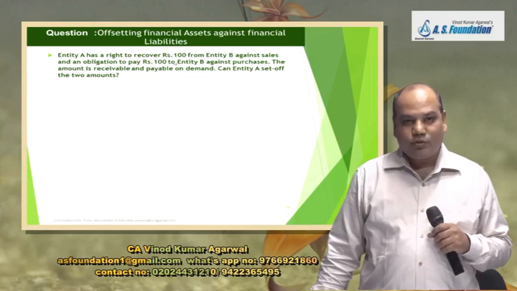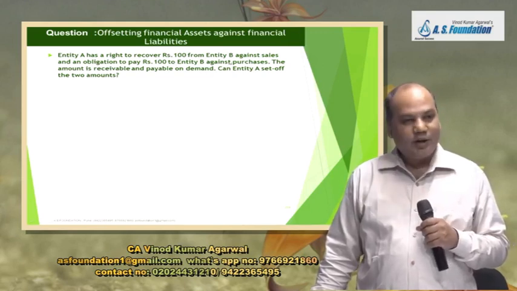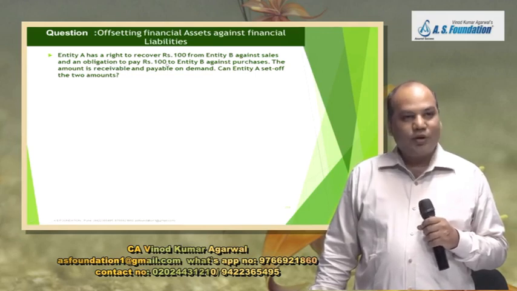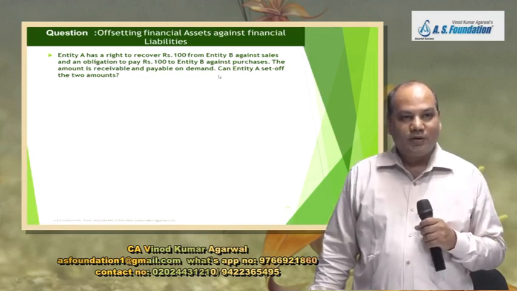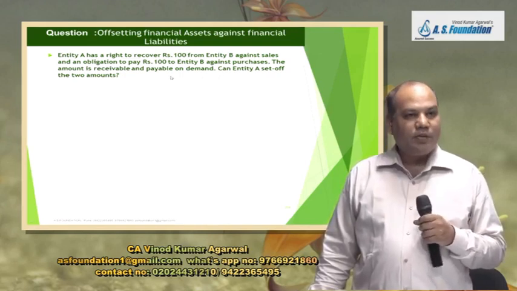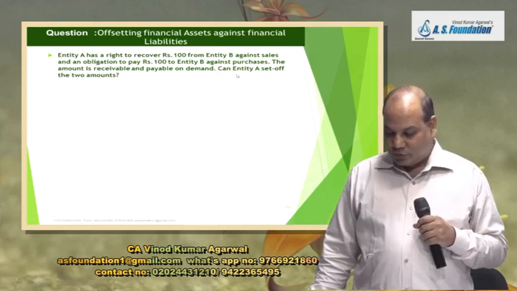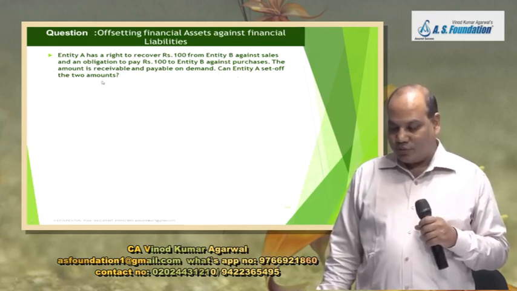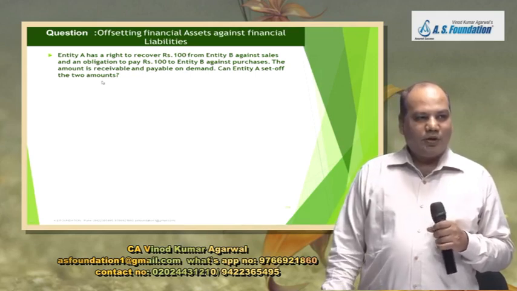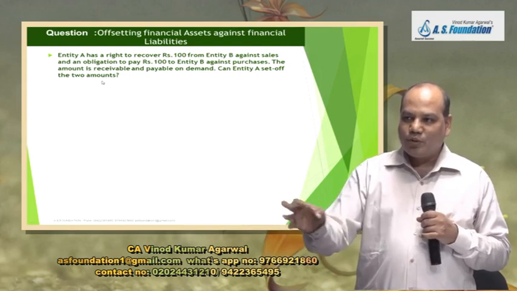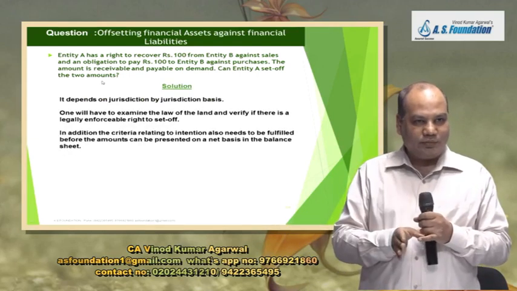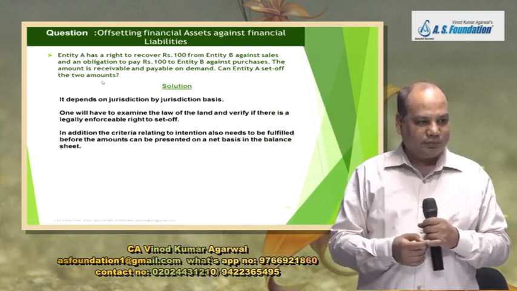Entity A has a right to recover rupees 100 from entity B against sales and an obligation to pay rupees 100 to entity B against purchases. The amount is receivable and payable on demand. Can entity A set off the two amounts? So basically you have to write here, it depends on satisfaction of two conditions. They have just asked you a provision of the standard in the form of a case study.